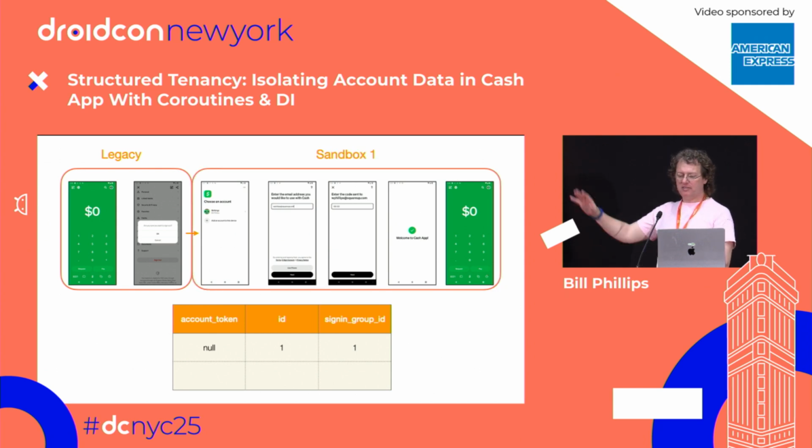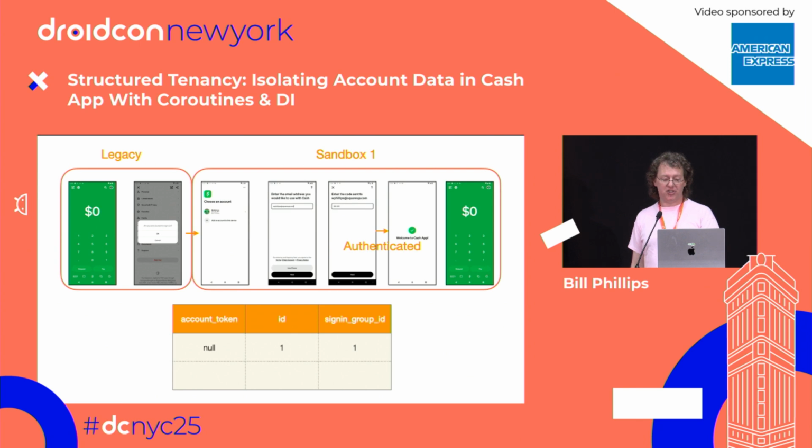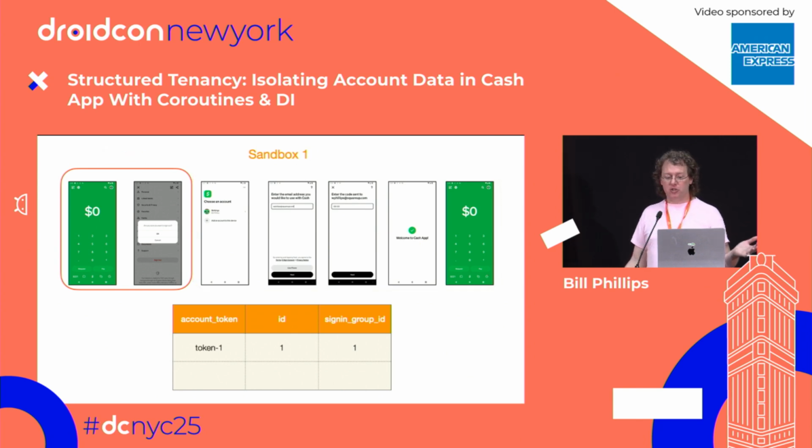So we assign that, we live in that sandbox for a while, and then when we finish authenticating, we write the account token we get in authentication into the database, and now we're good. If you then later decide you want to sign out from that account into another account, well, you sign out, the same thing happens with allocating a new onboarding sandbox. And this time you'll note that we increment the sign-in group ID. This is that garbage collection mechanism.